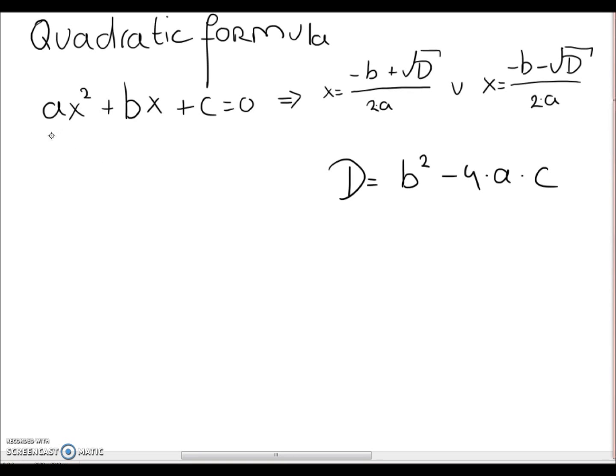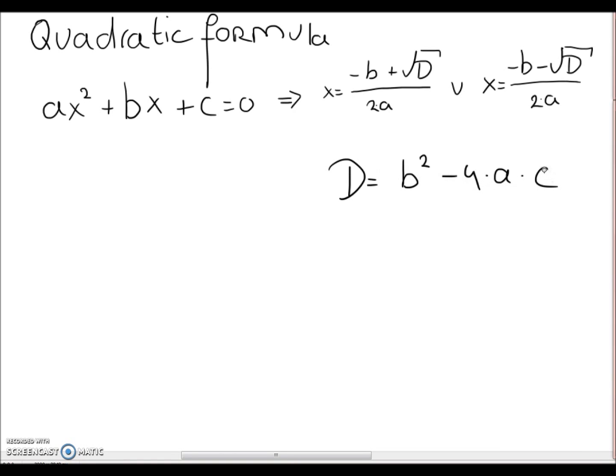If an equation is in the form ax squared plus bx plus c is equal to 0, then the solutions to that equation are either x is minus b plus the square root of d divided by 2a, or x is minus b minus the square root of d divided by 2a. And in this case, d is the discriminant and is equal to b squared minus 4 times a times c.